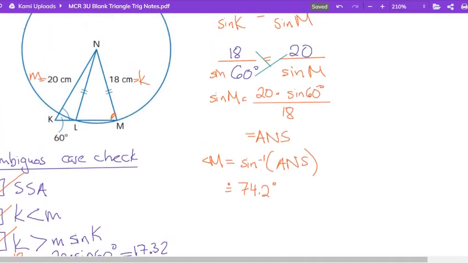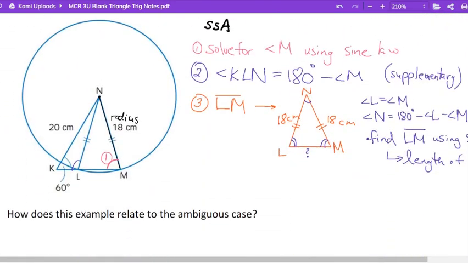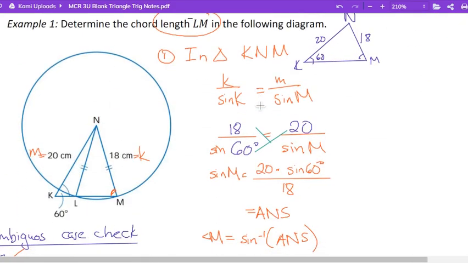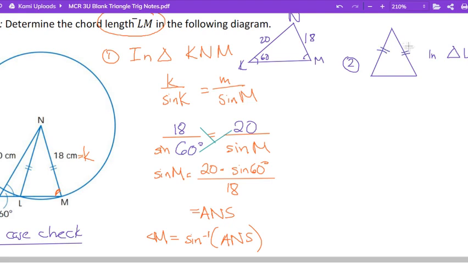Okay, what was step 2? Let's check. Step 2 here was we were looking for the obtuse angle, but we said we don't need to do that to solve. So we're skipping to step 3 where we find LM. Okay. So now our next step is, if I know that angle, now we're changing triangles. Now we're in triangle LNM. We're in the isosceles triangle.